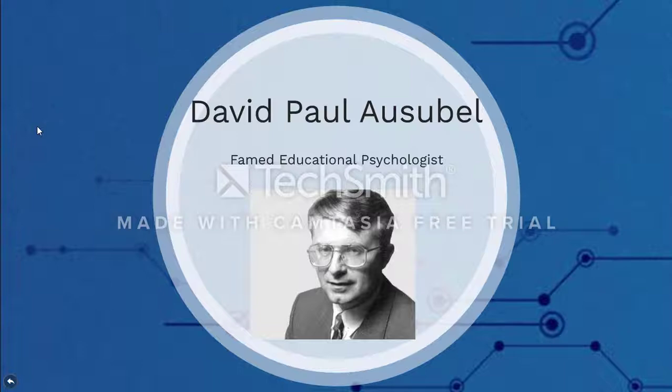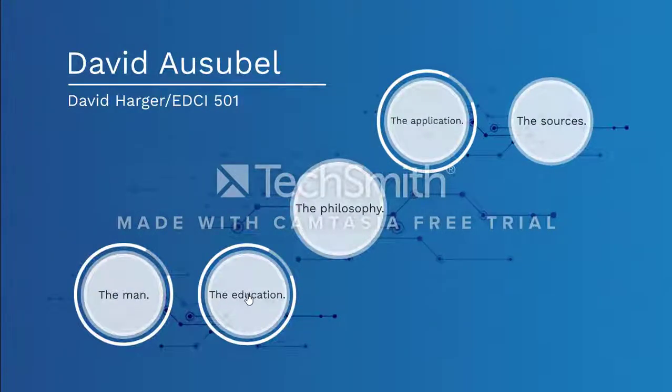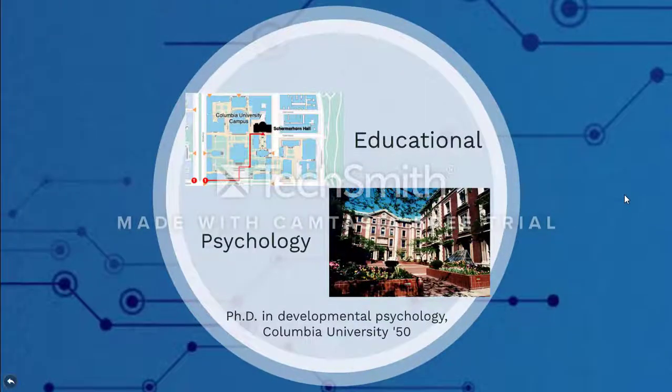He's a famed educational psychologist. That's an actual picture of him. As you can see, he's very well educated. He graduated from Columbia University in 1950 with a PhD in developmental psychology. He's a very famous educational psychologist. That's what he did his work in. As you can see, this is actually the psychology building in Columbia and where it's located on campus.